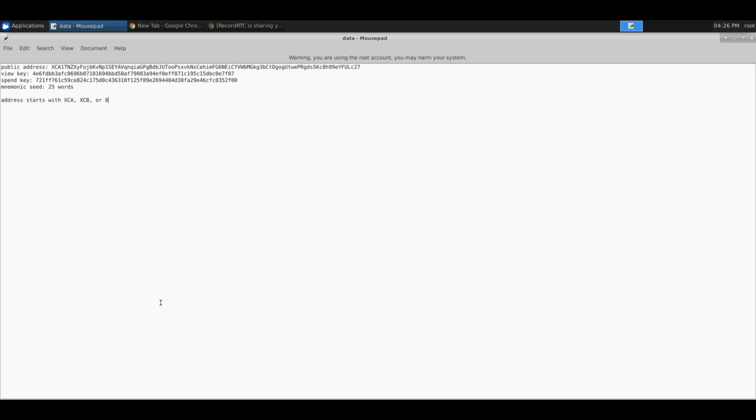And these are derived from your spend key and view key. So they're mathematically linked to your XCA address, but you're not able to work backwards to figure it out. It's kind of like a hash. You can't work backwards to get the data out of the hash. That's not exactly how it works, but it's like that, where you can't work backwards to get the XCA address from the subaddress.